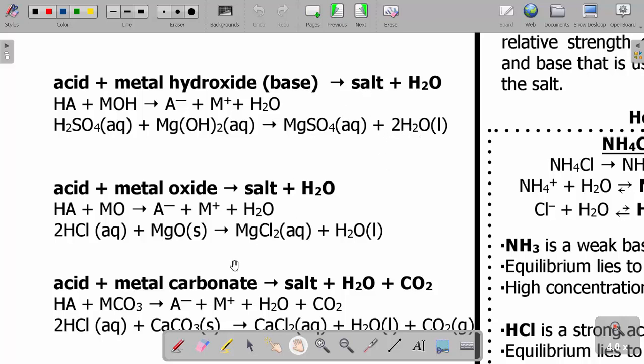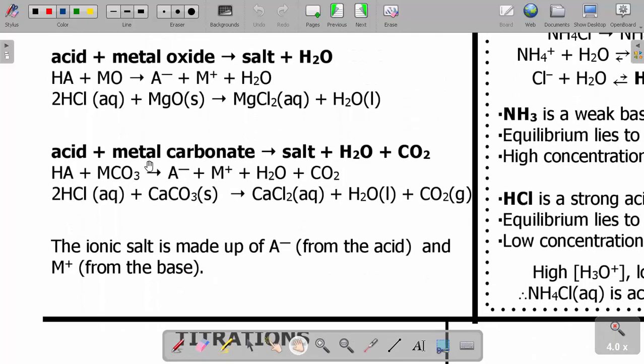For example, sulfuric acid plus magnesium hydroxide gives us magnesium sulfate, which is a salt, plus water, that is H2O. Also note that when you react an acid plus a metal oxide, you form a salt plus water as well. For example, hydrochloric acid reacting with magnesium oxide gives us magnesium chloride, the salt, plus water. However, if you react an acid with a metal carbonate, you form a salt plus water, but also carbon dioxide gas. An example is hydrochloric acid plus calcium carbonate. It gives calcium chloride plus water plus carbon dioxide gas.